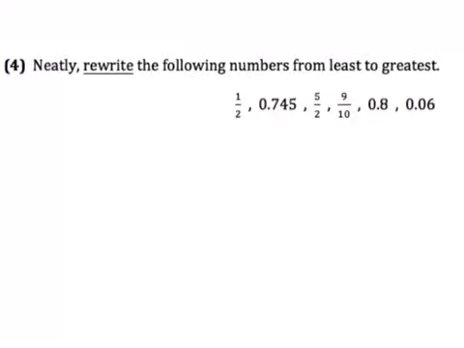Okay, neatly we are going to rewrite the following numbers from least to greatest. Okay, so once again I'm going to think about my benchmarks: 0, 1/2, 1, and see where these numbers fit in relation to that. So we first have 1/2. Well, 1/2 is 1/2, so I'm going to put that with 1/2.